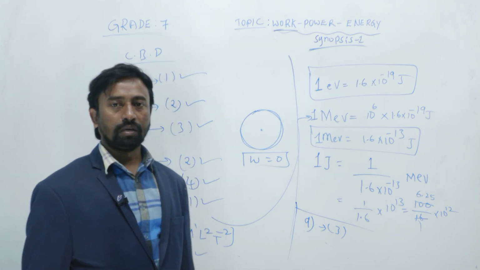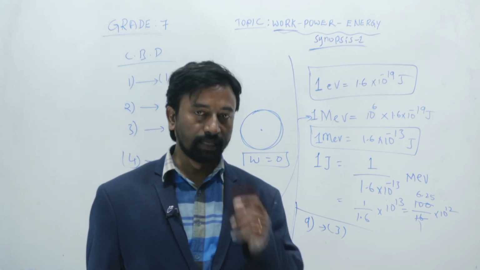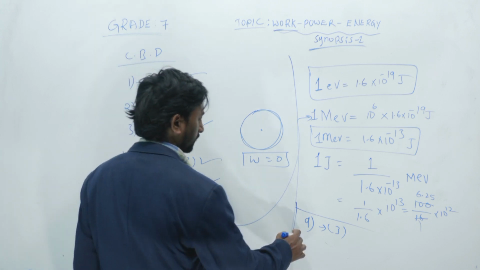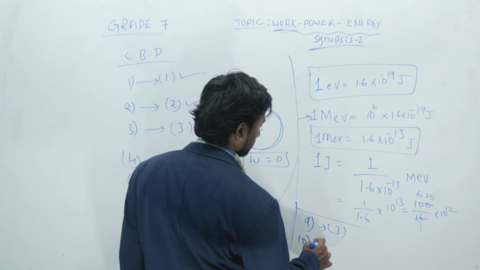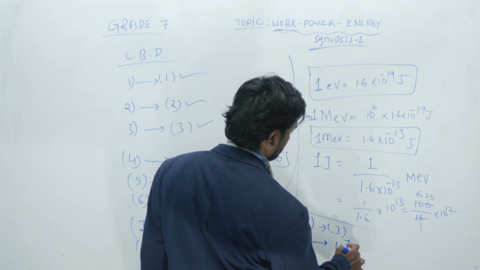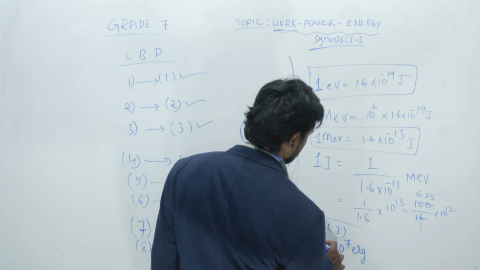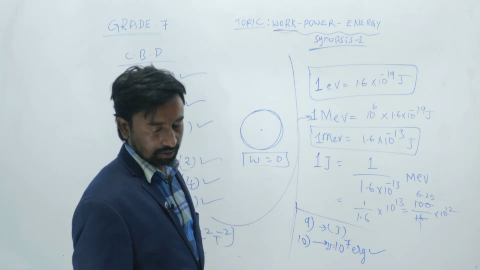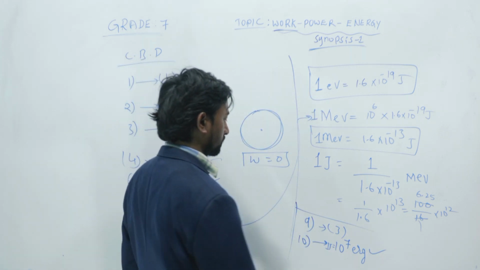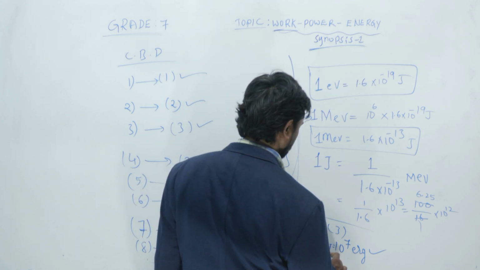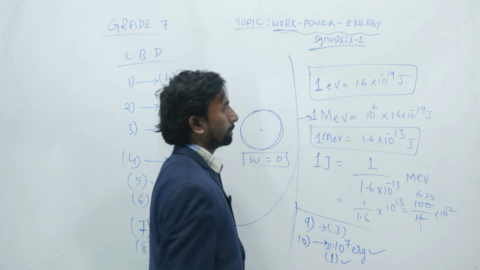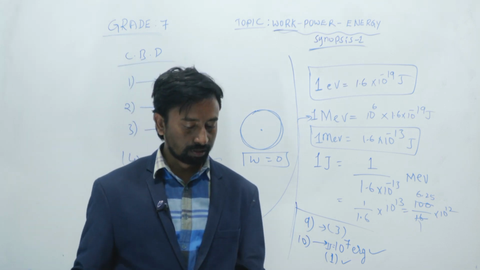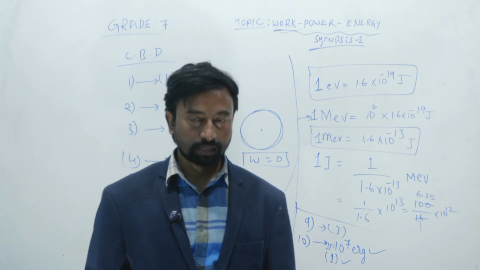The tenth one gives the relation between the SI unit of work done and the CGS unit of work done. That is 10 to the power of 7 erg. So 1 joule is equal to 10 to the power of 7 erg. This is the right answer, so the first option is right. That covers the concept based questions, and now we will see the exercise problems.